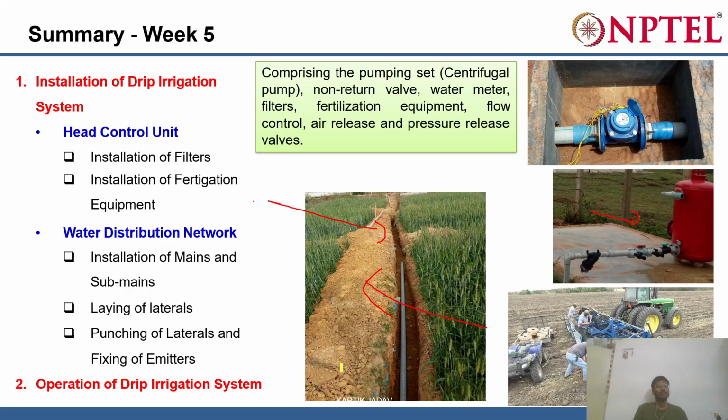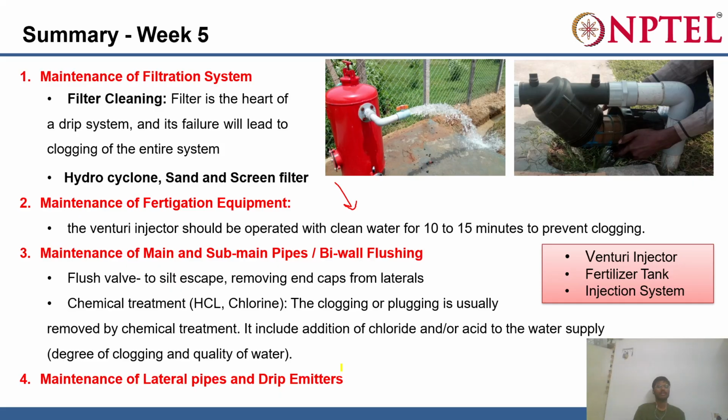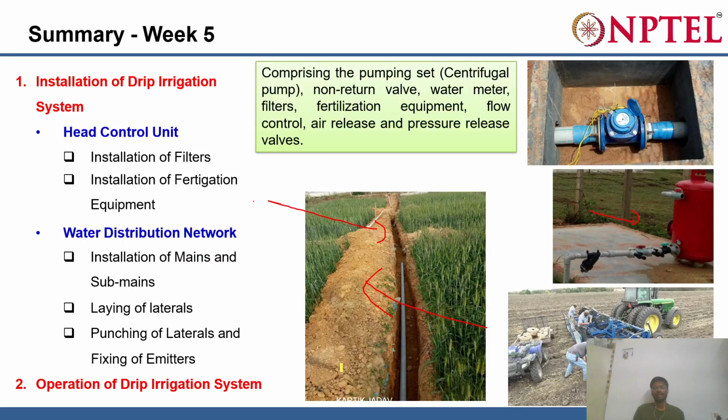And for installation of drip irrigation system, again you have different aspects. First you have to install the head control unit, in which you have filters, pumps and fertigation equipment. Then the distribution network: installation of main and sub-main lines, laying laterals, punching laterals and fixing emitters. Then operation of the drip system. In operation, you need to ensure it carries the design discharge, and that you install it in the right place.